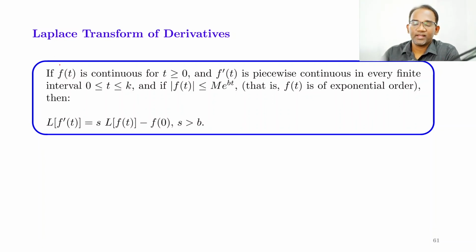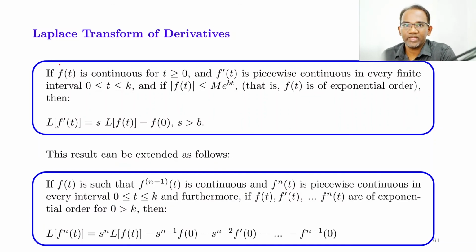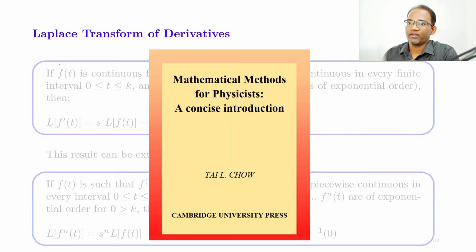And this result can be extended for the nth derivative of f(t). For the nth derivative of f(t), that is f^(n)(t), the Laplace transform will be s^n L{f(t)} − s^(n−1) f(0) − s^(n−2) f'(0), and the terms in between, and the final term will be f^(n−1)(0). We'll skip the proof, which could be found in this book, Mathematical Methods for Physicists, A Concise Introduction by Tai L. Chow.